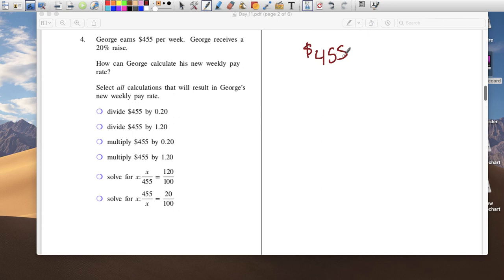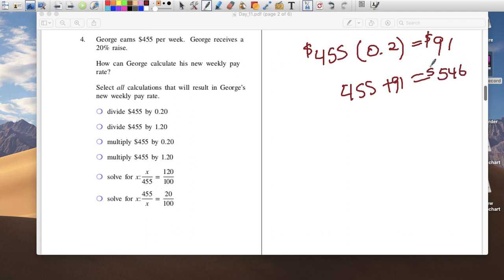Now we're trying to find out his weekly pay. The one thing we can do the long way is multiply this by 20%, which is 0.2. If we multiply 455 times 0.2, you get $91. After that, we do 455 plus $91, and his weekly pay would be 546. So he would end up making 546 after a 20% increase. Is there anything that says multiply by? Well, this one says multiply by 0.20, which is what we did, but it forgot to say plus 91.